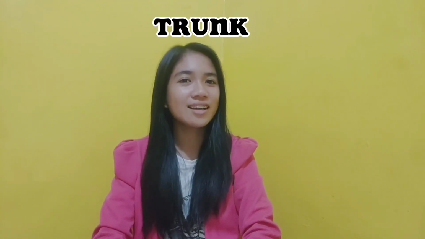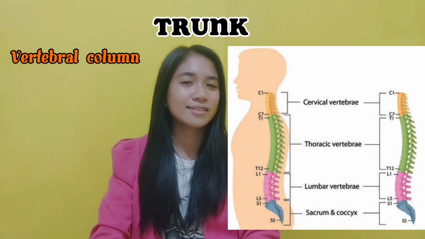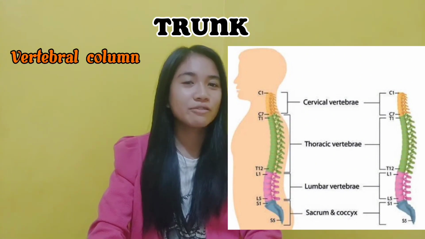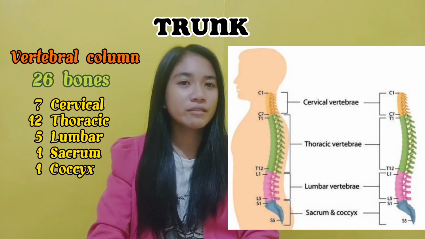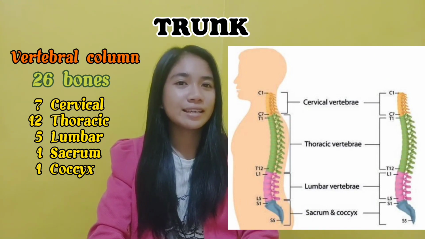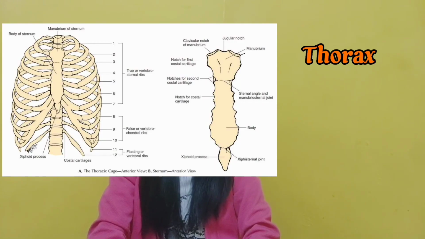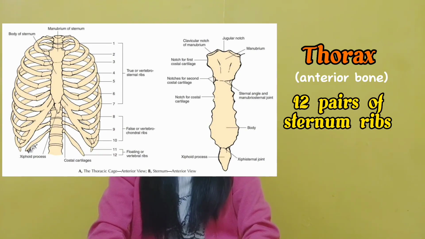Today I'm going to discuss the trunk. Trunk has two parts, which is the vertebral column and the thorax. Vertebral column is enclosed to the spinal cord. Vertebral column has 26 bones, 7 in cervical, 12 in thoracic, 5 in lumbar, 1 in sacrum, and 1 in coccyx. Thorax. Thorax is the anterior bone of the thorax. Thorax has 12 pairs of sternum ribs.